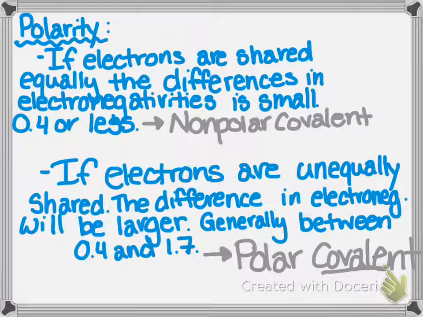Sometimes our polar covalent bonds will be greater than 1.7, but that just means that we have to make sure that it's two nonmetals. If it's greater than 1.7 but has a metal, it's going to be ionic. If it's greater than 1.7 but has no metals, it's still going to be polar covalent. It's generally between 0.4 and 1.5. And that 0.4 we're going to categorize as nonpolar, so it needs to be greater than 0.4.